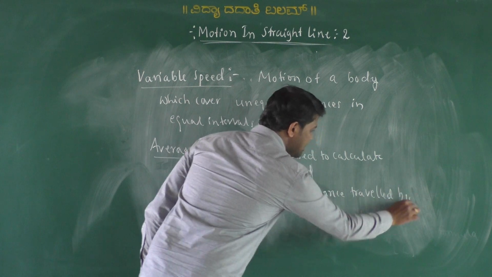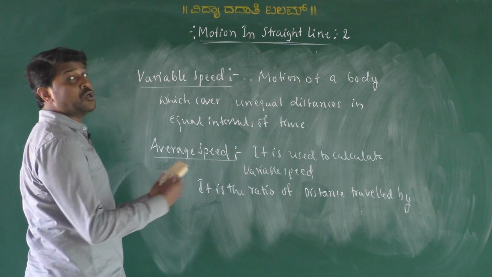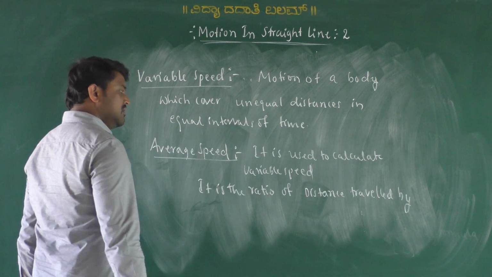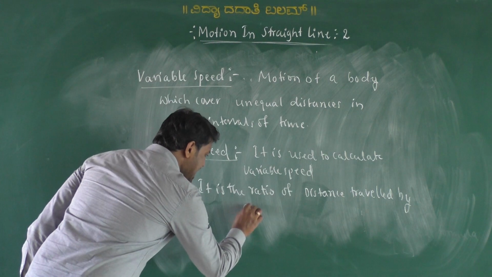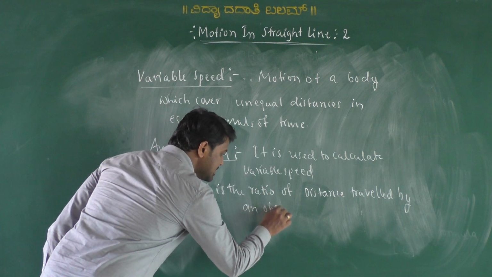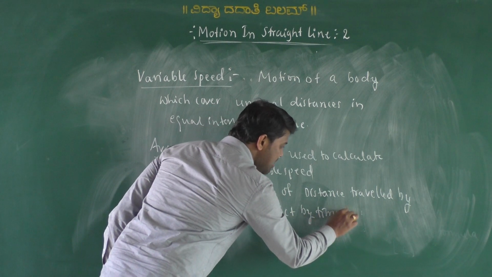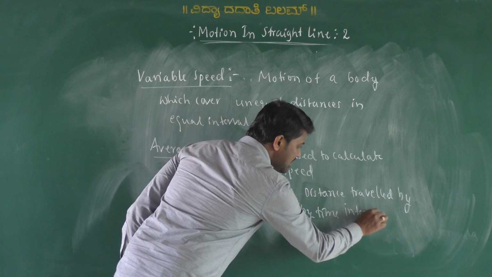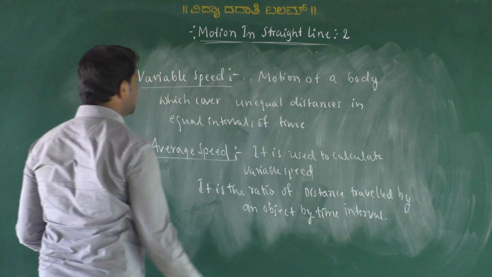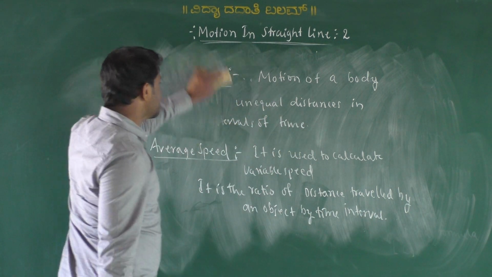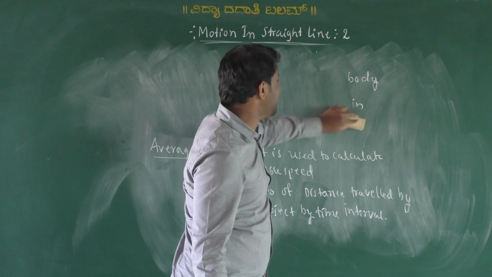by, we can say total distance kuda anಬಹುದು. Distance traveled by an object by time interval. It is called average speed. It is also called average speed.